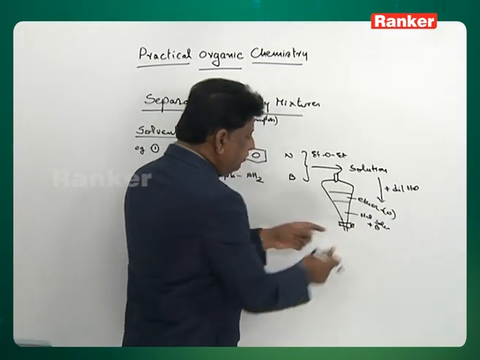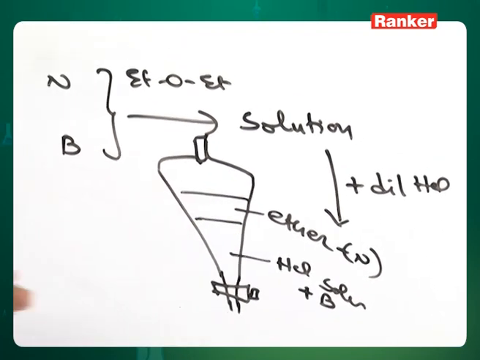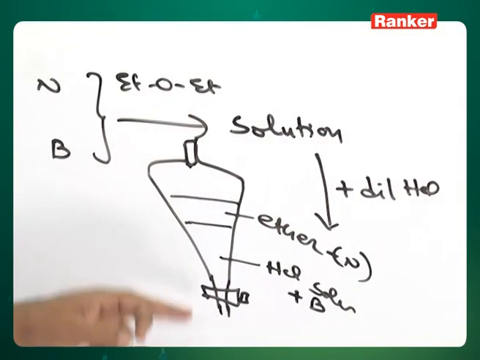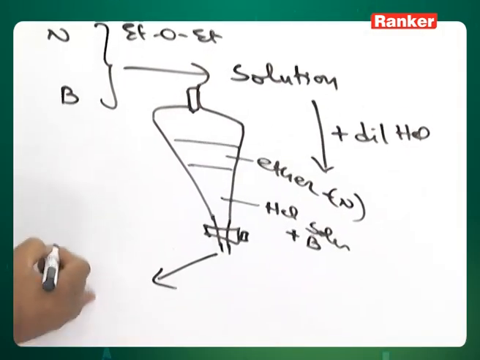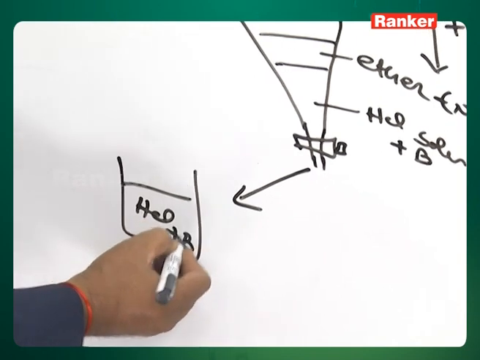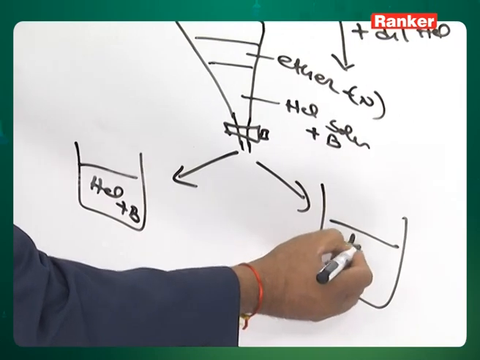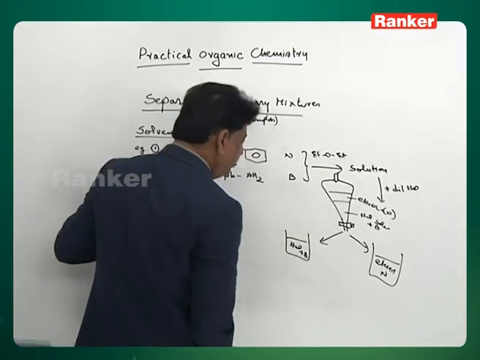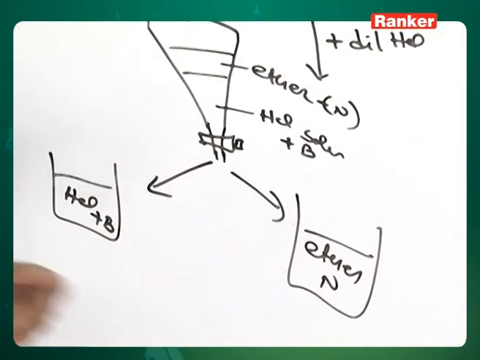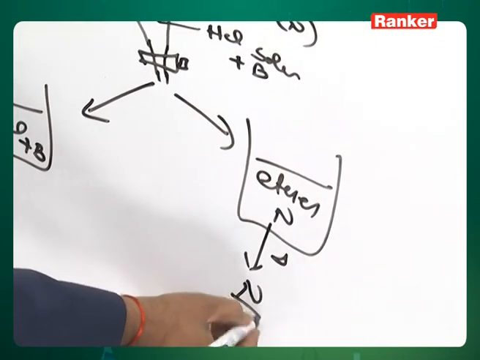So, separate manually, open this here. Both are colorless, but a differentiating layer will be there. Up to this layer, you collect one side, the HCl and base. The other side you collect the ether plus the neutral compound. Evaporate the ether, and the neutral compound comes. Just heat it, ether goes out and the neutral compound comes.